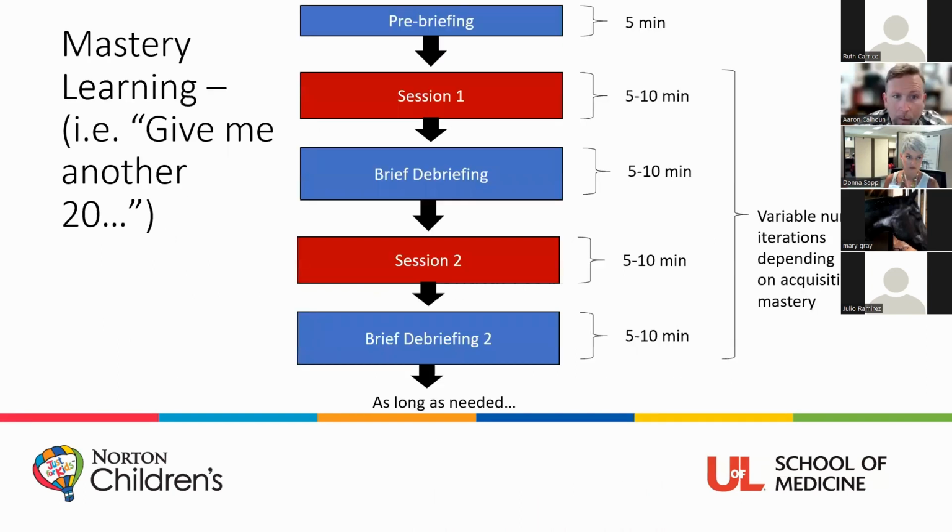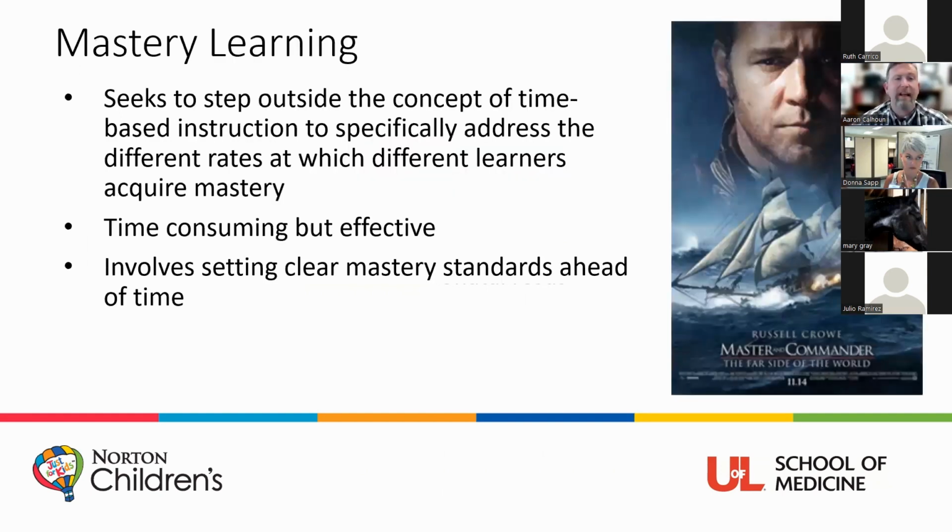Now, mastery learning. If rapid cycle is sort of a do-over, mastery learning is sort of give me another 20. So this takes that concept to the next extreme and says, you know what, why give them 2 sessions? What if they do poorly after the second session? Why not give them as many sessions as they need to get the level of mastery that is required for this to be adequately done? And so this seeks to step outside the whole idea of time-based instruction.